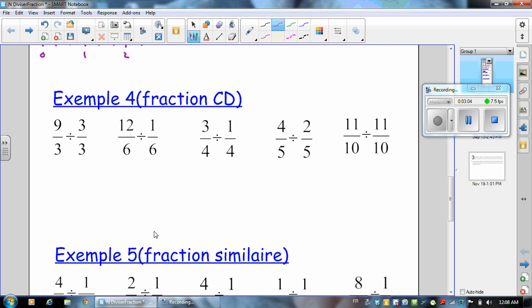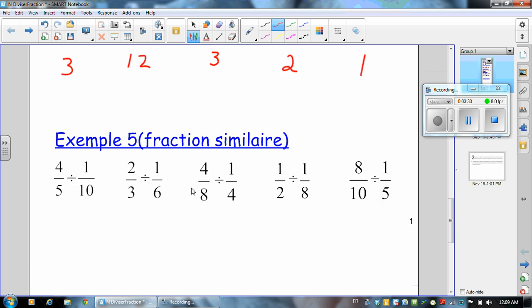Here we go, dividing fractions which have a similar denominator. So how many 3/3 are there in 9/3? There's 3 of them. How many sixths are there in 12 sixths? There's 12 of them. How many quarters in 3/4? 3. How many fifths, 2/5 in 4/5? There's 2 of them. And how many 11/10 in 11/10? There's 1. Again, you can show this on a number line.